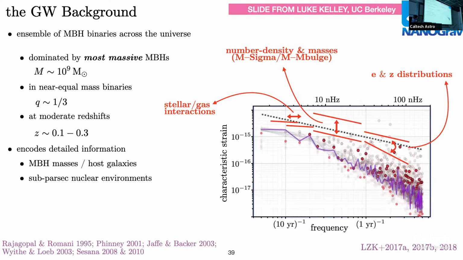So this is a slide from Luke Kelly, so a big thanks to him. So this spectrum is going to be dominated probably by an ensemble of massive black hole binaries in the universe. So things of order 10 to the 9 solar masses, in near equal mass binaries and at pretty moderate redshifts.